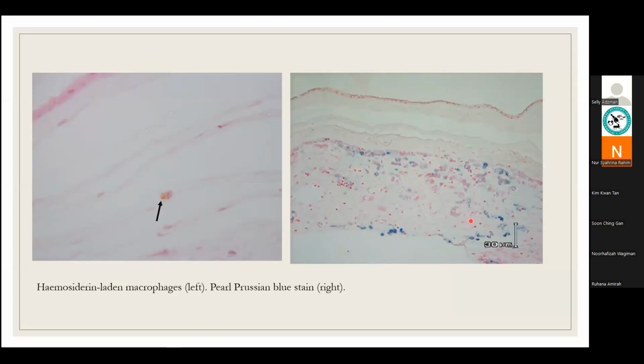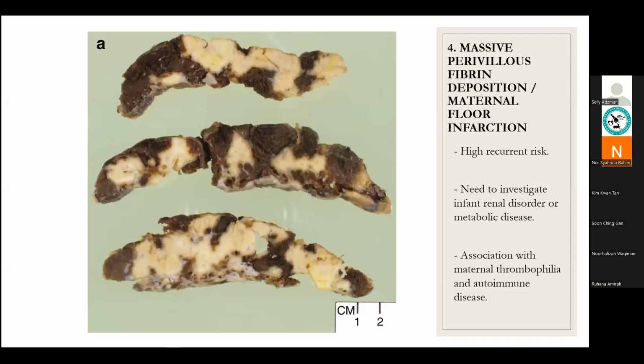Okay. The other case is massive perivillous fibrin deposition, or the older name is maternal floor infarction. It has a high recurrence risk. We need to investigate any renal disorder or metabolic disease in the infant, and it is also usually associated with maternal thrombophilia or autoimmune disease. Okay.